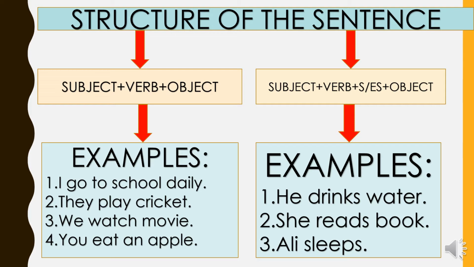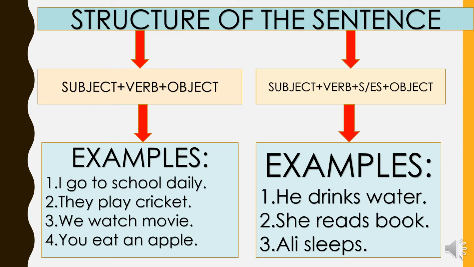So let's come to the structure of this sentence. Structure of the present simple tense. Firstly, we will talk about the simple sentences, right? In simple sentences the structure is subject plus verb plus object. A very simple sentence. For example, I go to school daily, they play cricket, we watch movie, you eat an apple. Right? The other one is subject plus verb plus s or es plus object. The examples given here are: he drinks water, she reads book, Ali sleeps.